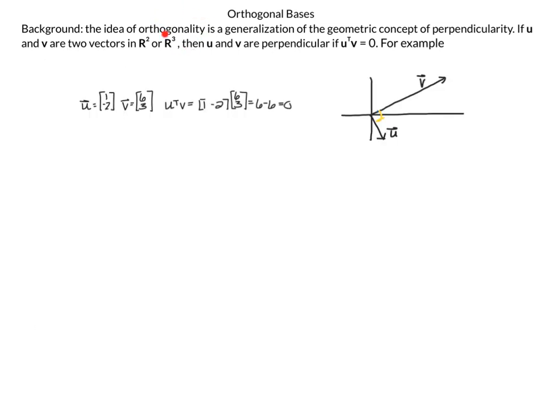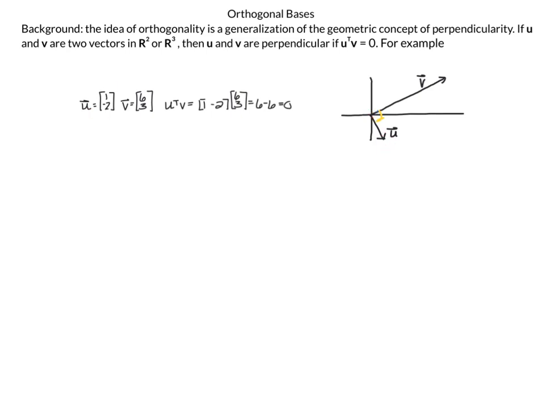The idea of orthogonality is a generalization of the geometric concept of perpendicular. So in R2 and R3, we say vectors u and v are perpendicular if u transpose v equals 0. If you've gone through vector calculus, u transpose v is equivalent to the dot product between u and v.